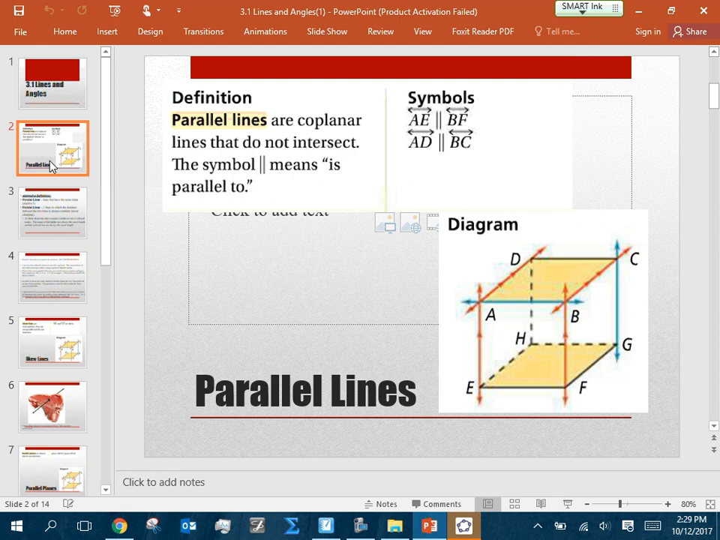The reason is that tomorrow we're going to mesh those things together: parallel lines, skew lines, and what we learn with the naming of certain types of angles, and see what relationships we get from doing that. Okay. But the first thing today is parallel lines. They are coplanar lines that do not intersect.